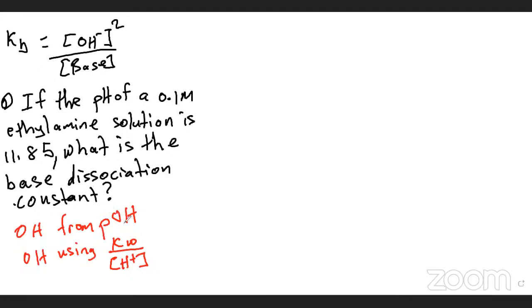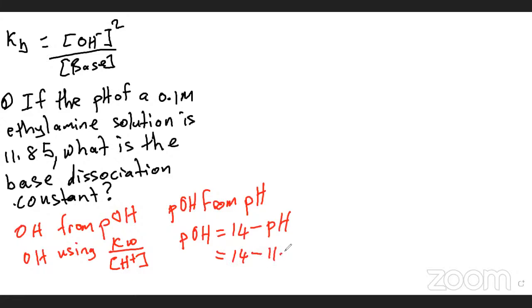If I know I can get OH from POH, I can get POH from pH. I need OH, and I can get OH from POH, but I was not given POH. I was given pH, but I can get POH from pH. Remember, POH is equal to 14 minus pH, because pH plus POH is equal to 14. So POH would simply be 14 minus 11.85, and I would get 2.15. Now that I have POH, I can go ahead and calculate OH.